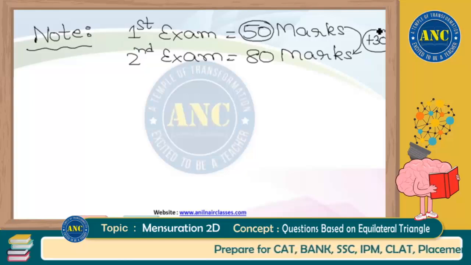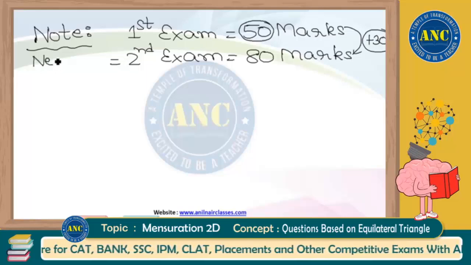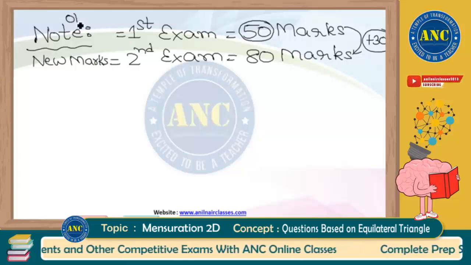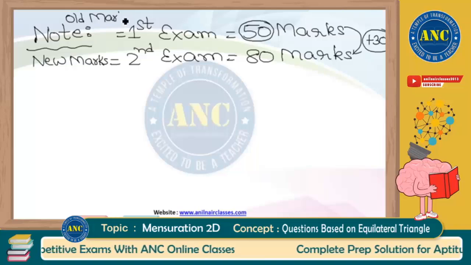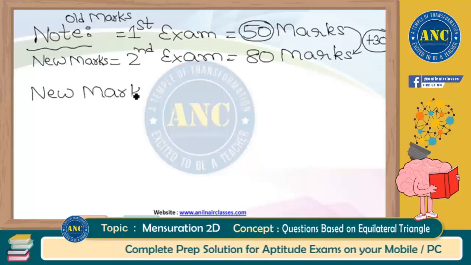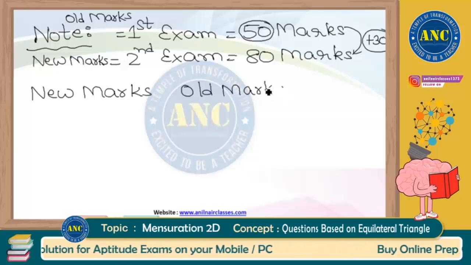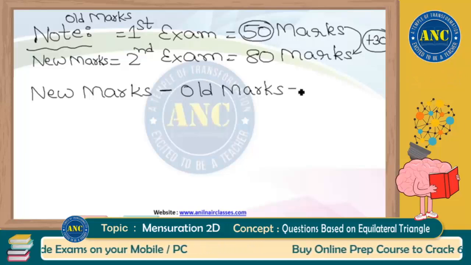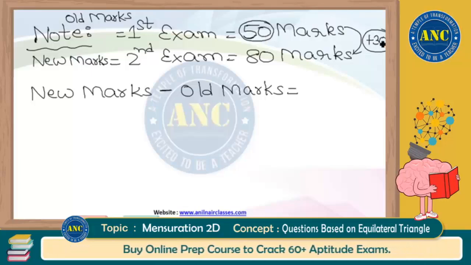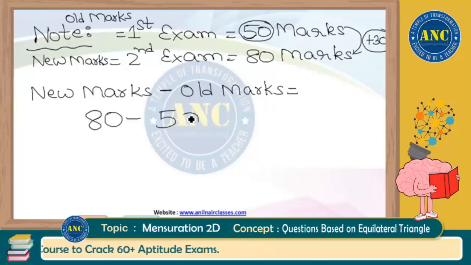So 30 plus 50 is 80. Or can I say that this is my new marks, right? This is my new marks. First examination marks, I will write it as my old marks. Can I say that the difference between the new marks whatever I have got and the old marks whatever I had got in the past, that difference is nothing but how much increase I am making from my first attempt. The difference is 80 minus 50. 80 minus 50 is nothing but 30.